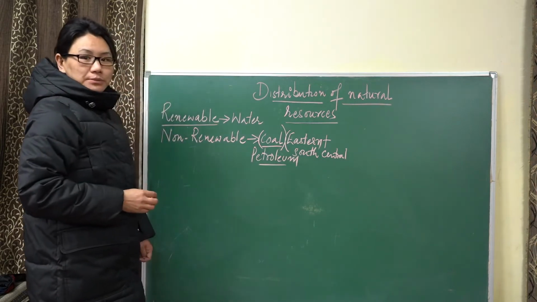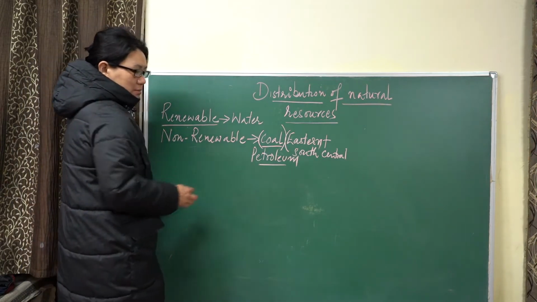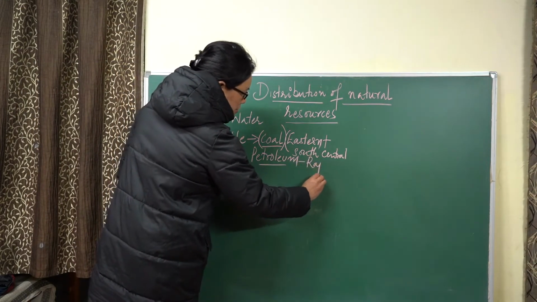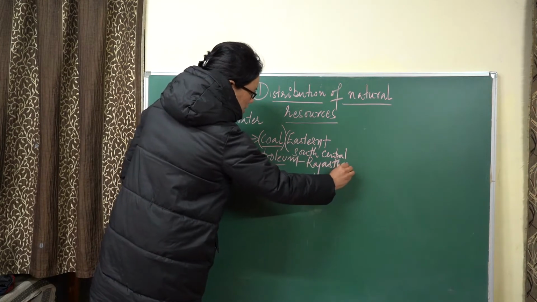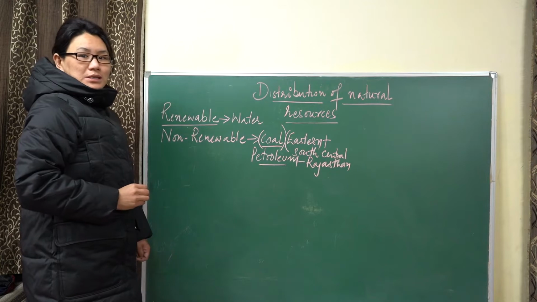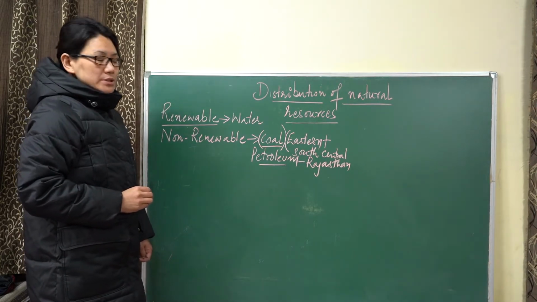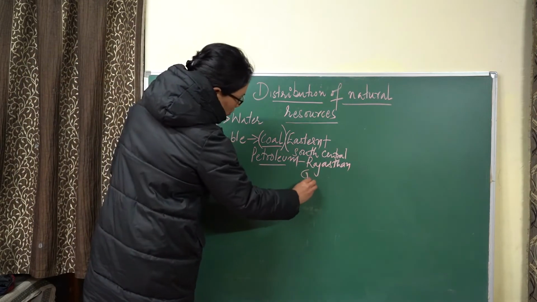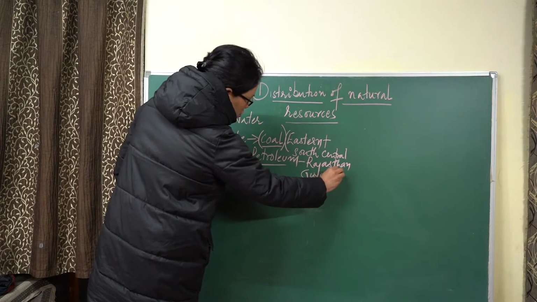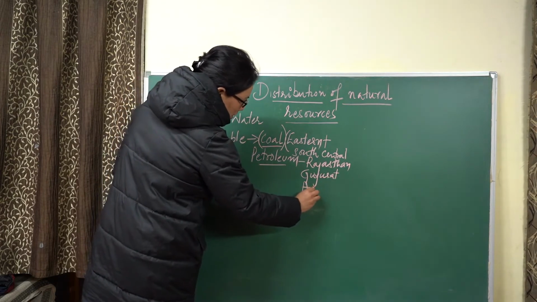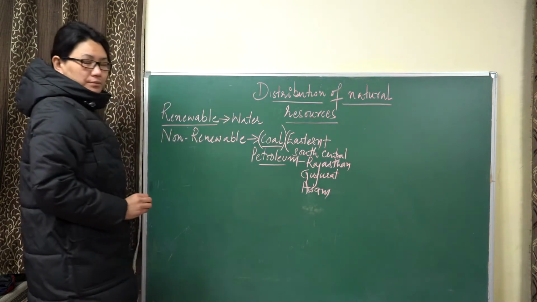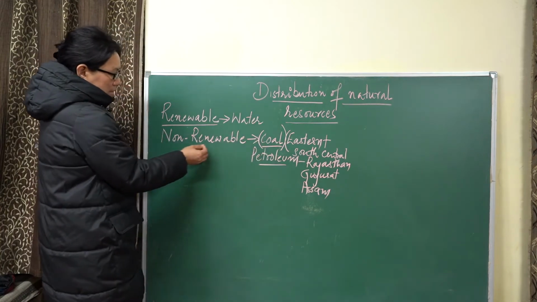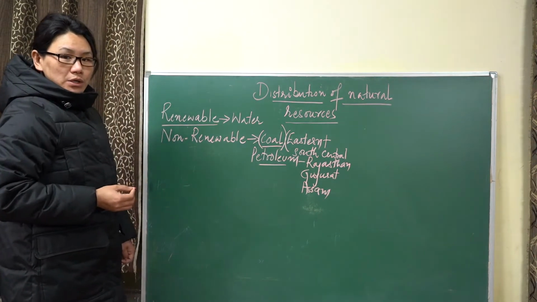Similarly, petroleum. Petroleum is found in Rajasthan. We say that Rajasthan state is the largest producer of petroleum. And also, we get petroleum in Gujarat, even Assam. So these are two examples of non-renewable resources.